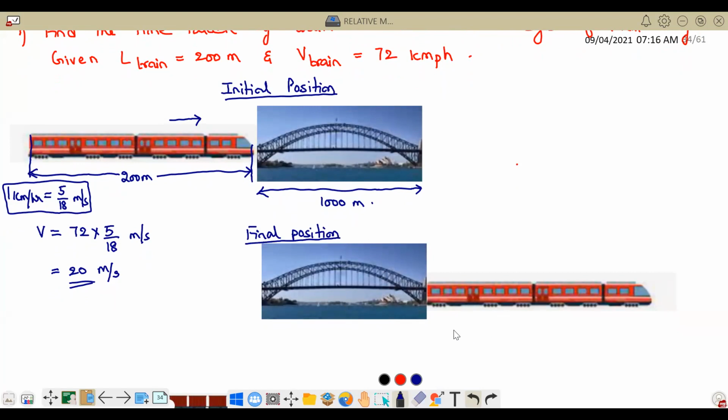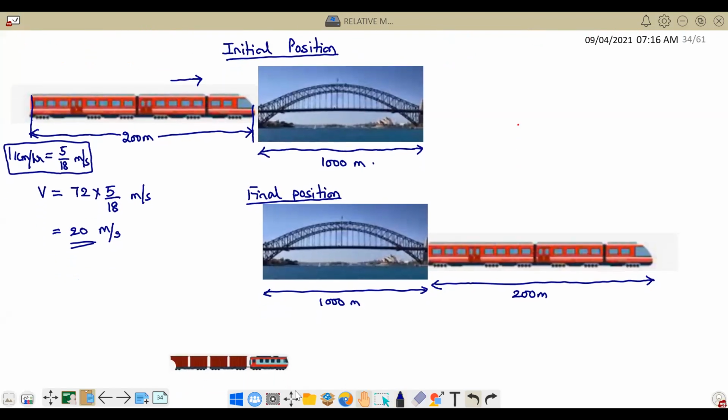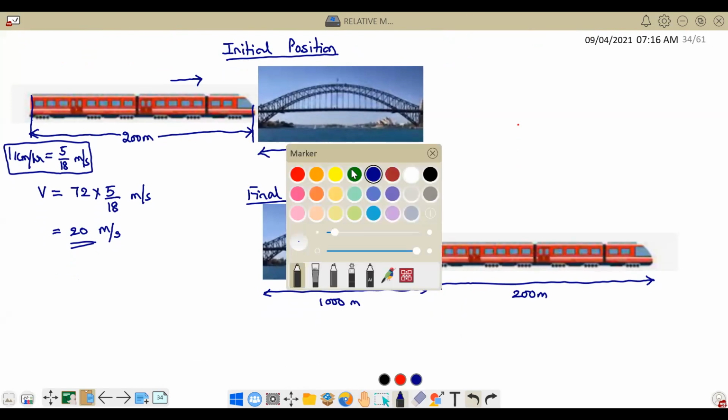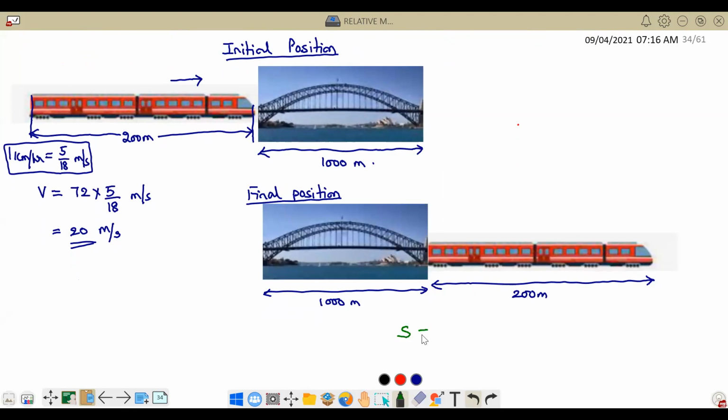Okay, so now this length is how much? 200 meters. This length is how much? 1000 meters. Now we want to find out what is the time taken for the train to cross the bridge. So what is the only equation which we have in this model? Tell me. S is equal to ut, sir. S is equal to ut plus half at square, where a is 0. So now how much distance has it traveled? 1200 meters, sir. Yeah, 1200.